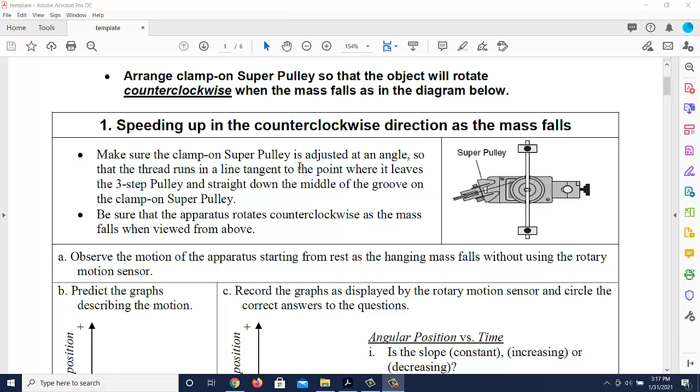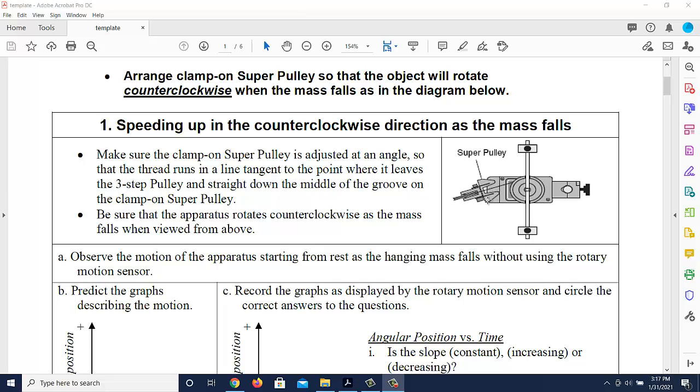You'll notice that in case one, this is called speeding up in the counterclockwise direction as the mass falls. So in this case, when you let the masses go so that they fall, you should see this thing rotating counterclockwise. If it's not, you've got the string wrapped around the wrong way and you've got to change it. Notice how the string comes off tangent to the pulley.